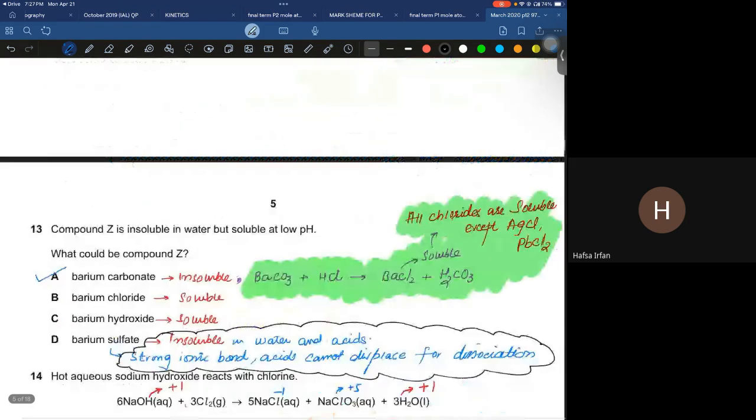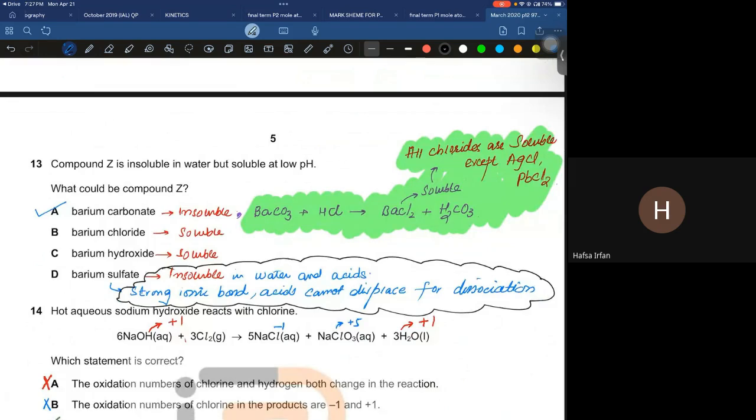Okay. Question number 13. Compound Z is insoluble in water but soluble at low pH. Low pH means acidic pH. What could be compound Z? Barium carbonate. Compound Z is insoluble in water, so that means barium carbonate is insoluble in water. And if you can see, barium chloride is soluble.